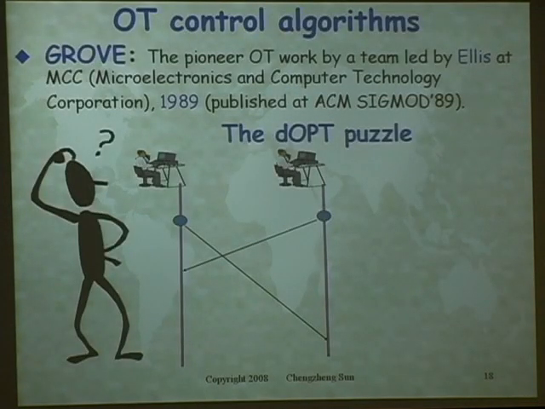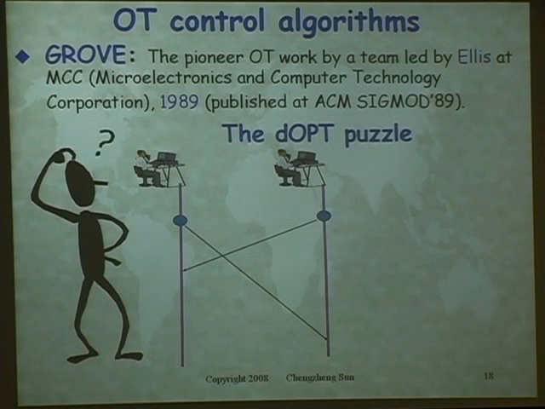Now, control algorithms. The first OT control algorithm was proposed by the team led by Ellis at MCC and published in 1989. That was 20 years ago. This was the pioneer work on OT, and it has inspired many researchers to follow this line of research. Part of the reason was the puzzle, or the flaw, inside the original algorithm. This flaw has a name, the DOPT puzzle. DOPT was the original algorithm's name.